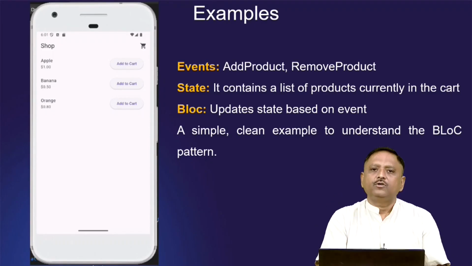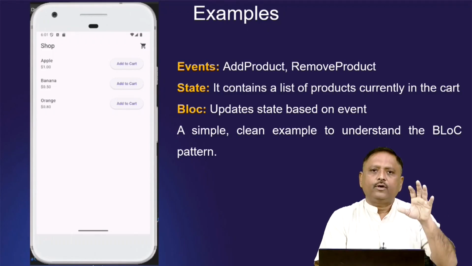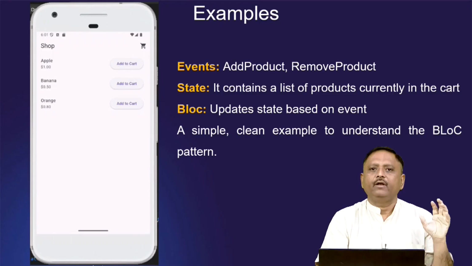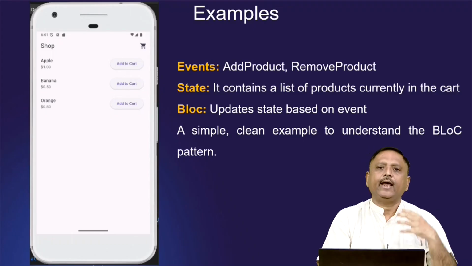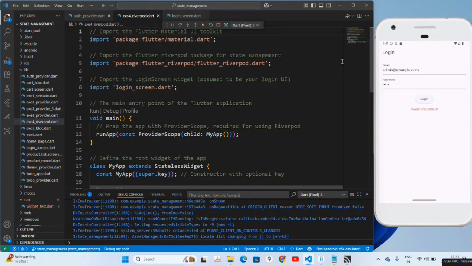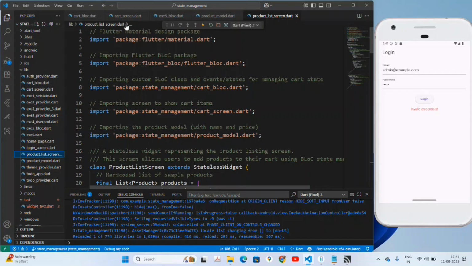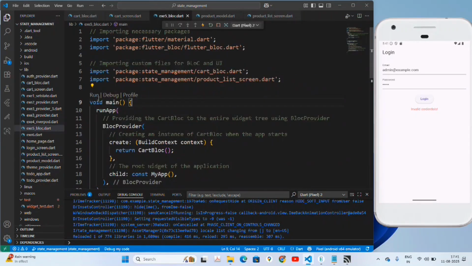To understand the bloc, we will write the code for this demonstration in Visual Studio Code to understand event, state and bloc. Now let us take the second example. First of all I will run this inside the emulator, so I am clicking on run, and it will launch inside this emulator.